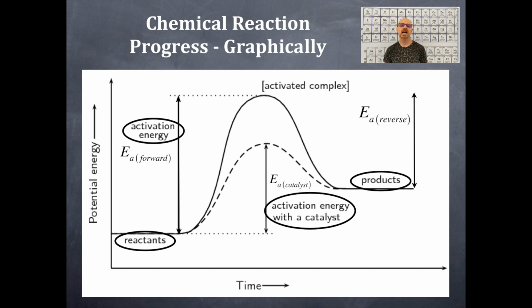This is the activation energy of the reverse reaction. So remember, equilibrium reactions can be approached from either the reactant side or the product side. If you approach this from the product side, then you should see that going from products to reactants actually is less energy than going from reactants to products, because the activation energy for the reverse is shorter than the activation energy for the forward reaction.